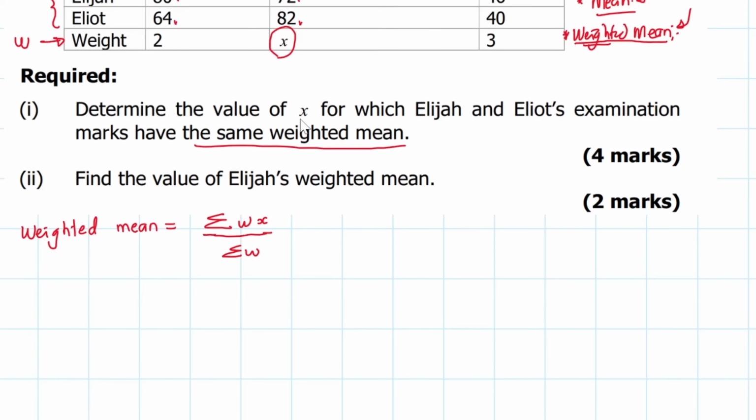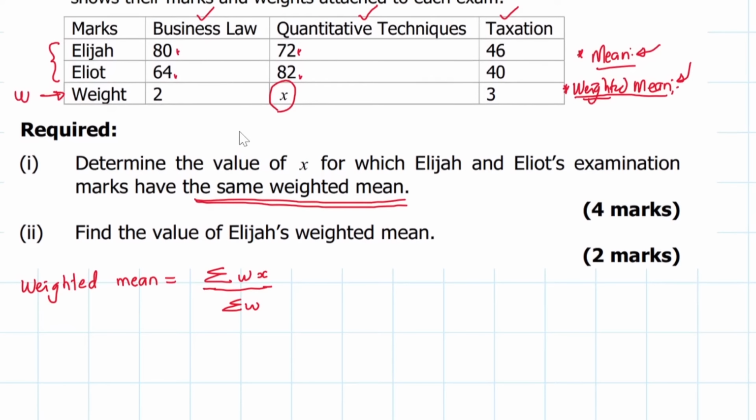So they are telling us to determine the value of x for which Elijah and Eliot's examination marks have the same weighted mean. So they want the value of x for which the weighted mean for Elijah and for Eliot are the same. So the overall picture here is that we're going to get Elijah's weighted mean, then we are going to get Eliot's weighted mean. Because they are the same, we are going to equate them, and when we are equating them, we shall get the value of x. As simple as that. So let's get started with the weighted mean.